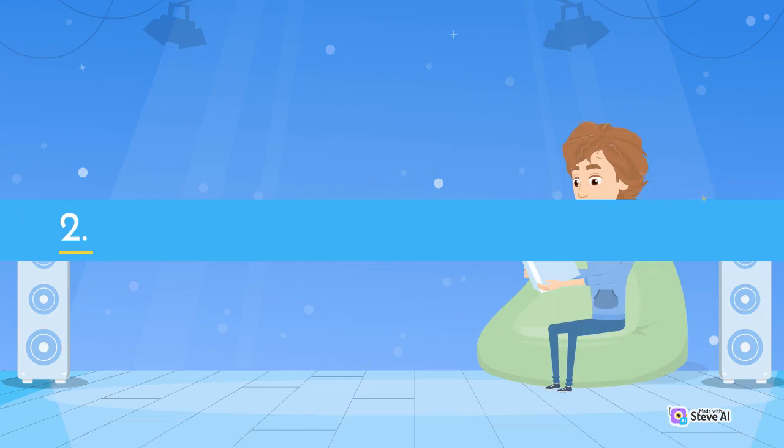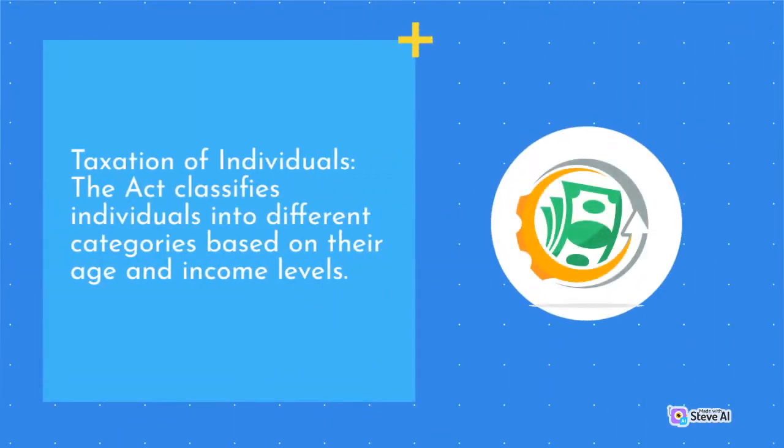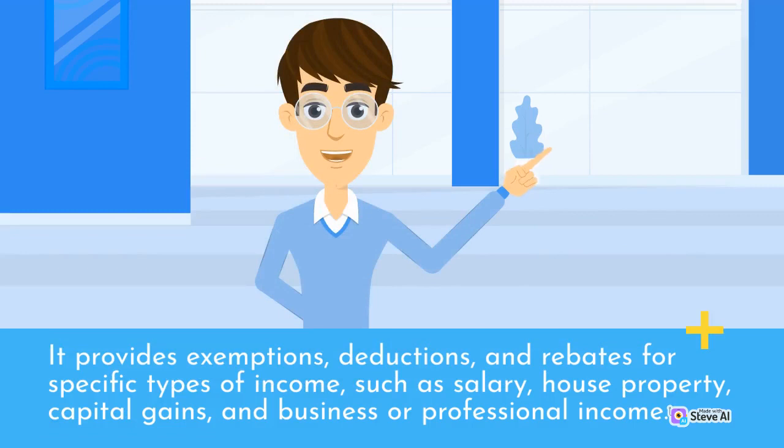2. Taxation of individuals. The Act classifies individuals into different categories based on their age and income levels. It provides exemptions, deductions, and rebates for specific types of income, such as salary, house property, capital gains, and business or professional income.